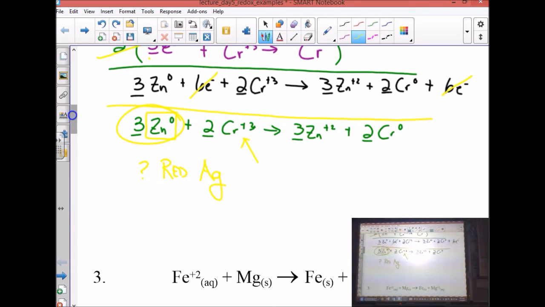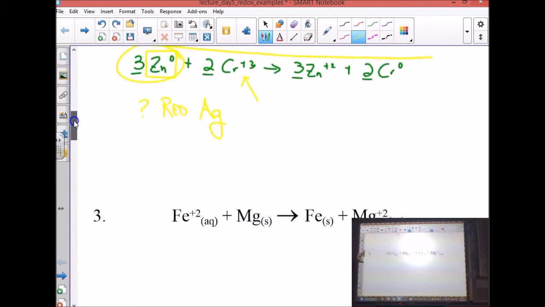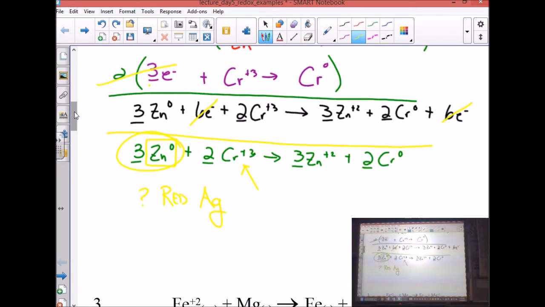So whatever's being oxidized, that's the reducing agent. The agents must be on the left side. And who's oxidized and who's reduced must be on the right side. Correct, but they're not the same thing. One's a reducing agent, one's an oxidizing agent. One is reduced, one is oxidized.